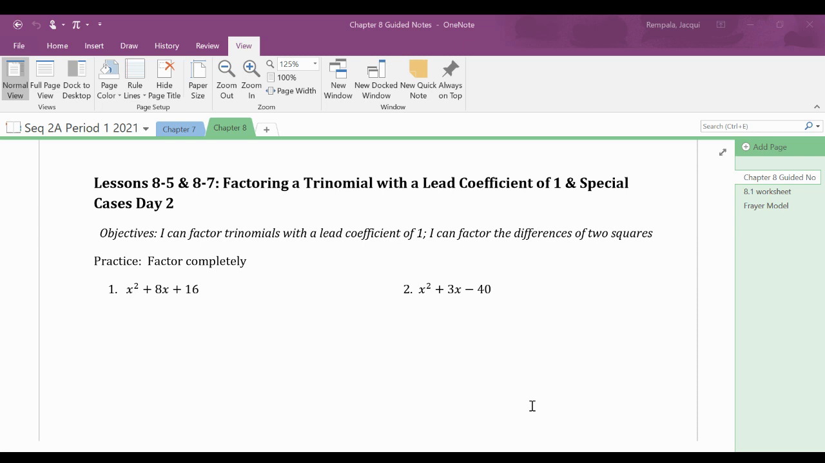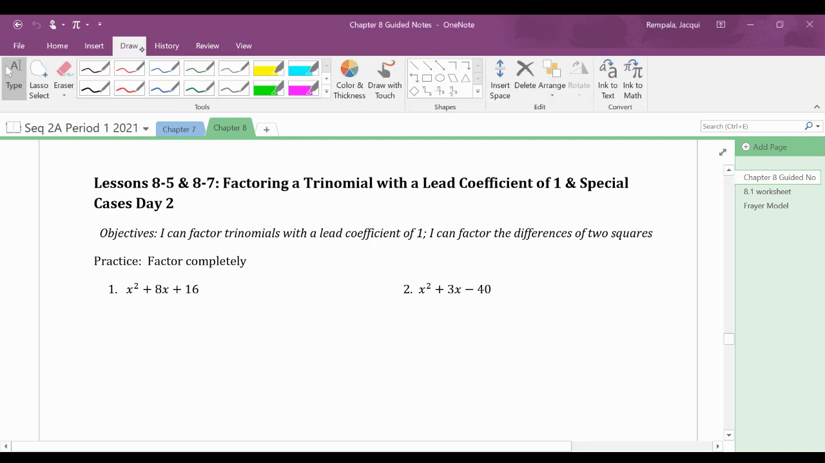Let's continue looking at factoring a trinomial with a lead coefficient of 1, as well as looking at some special cases. It's going to be the difference of two squares. Okay, so just a reminder of what we talked about yesterday.